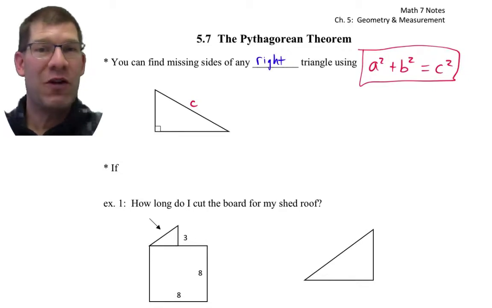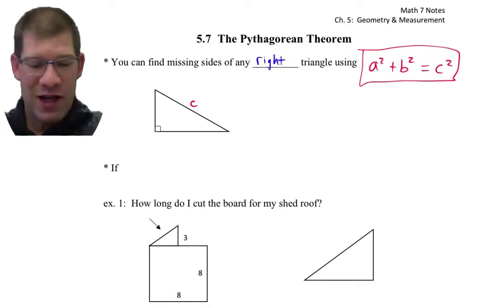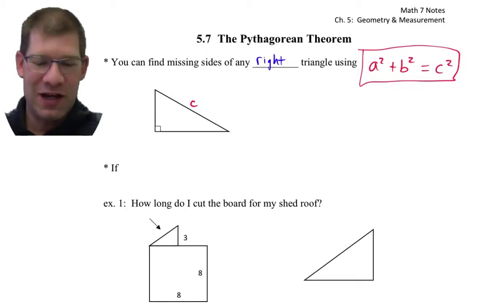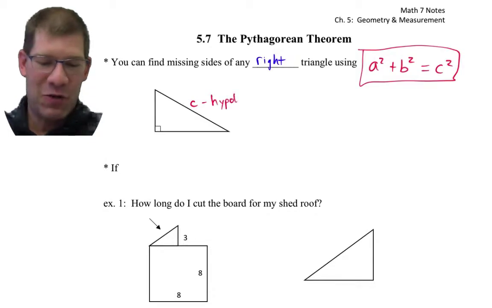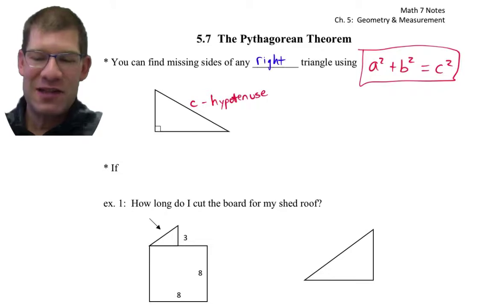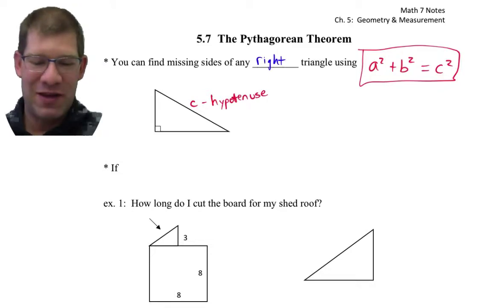If you have a right triangle, one side is going to be the longest. It's always going to be directly across from that 90-degree angle. It doesn't touch the 90-degree angle. And it's called the hypotenuse. Hypotenuse. That has to be c. That has to be here going by itself. Make sure you get that in the right spot.